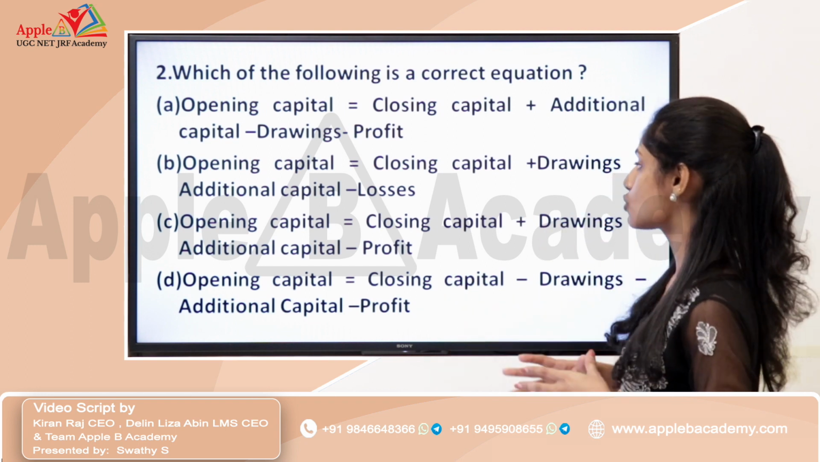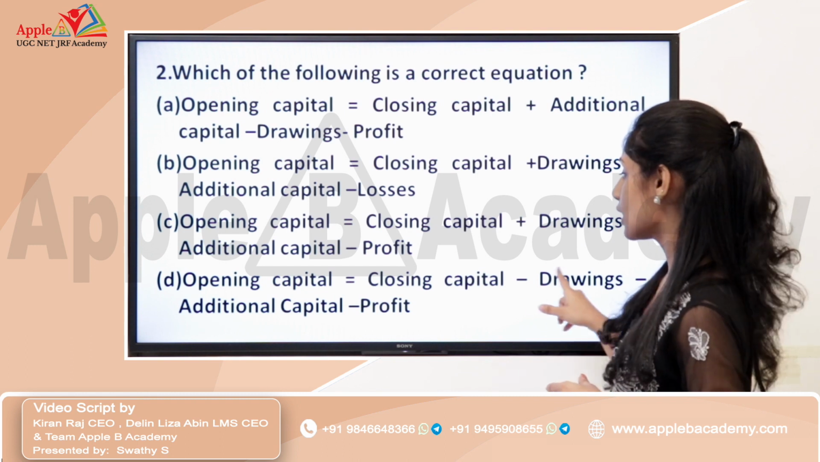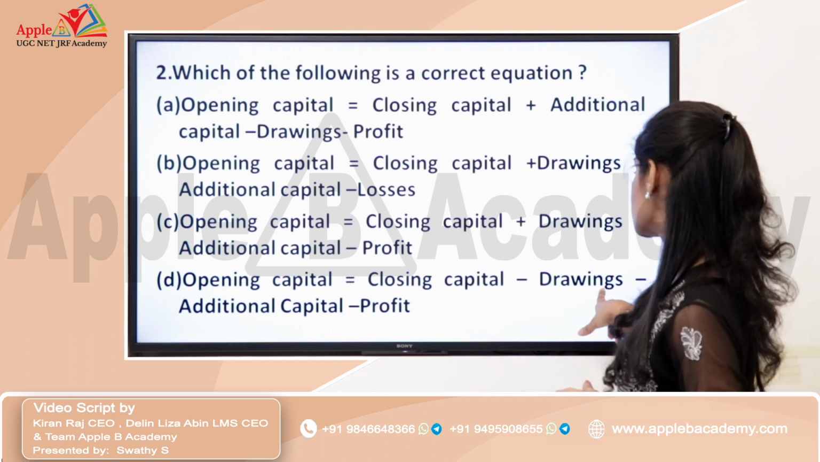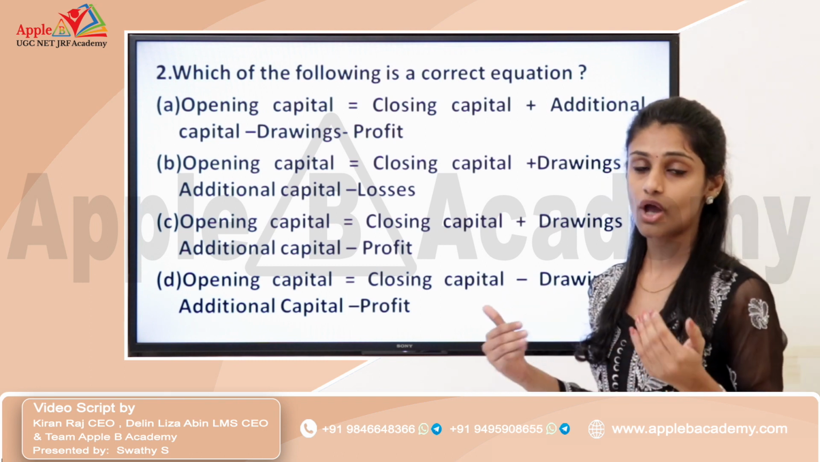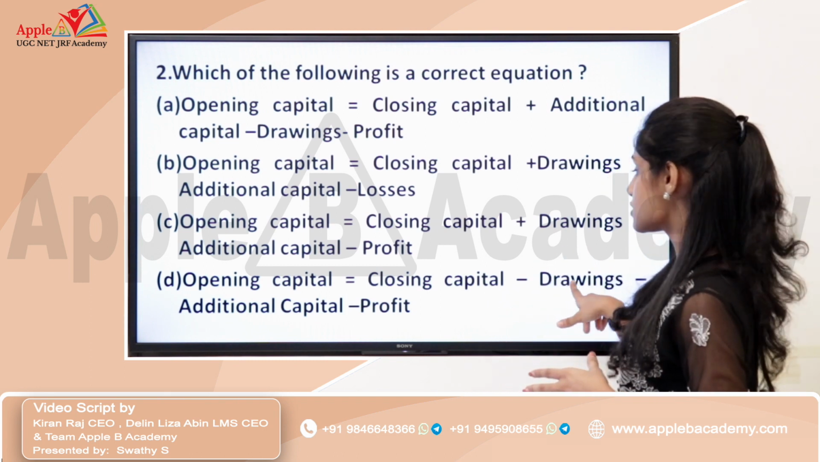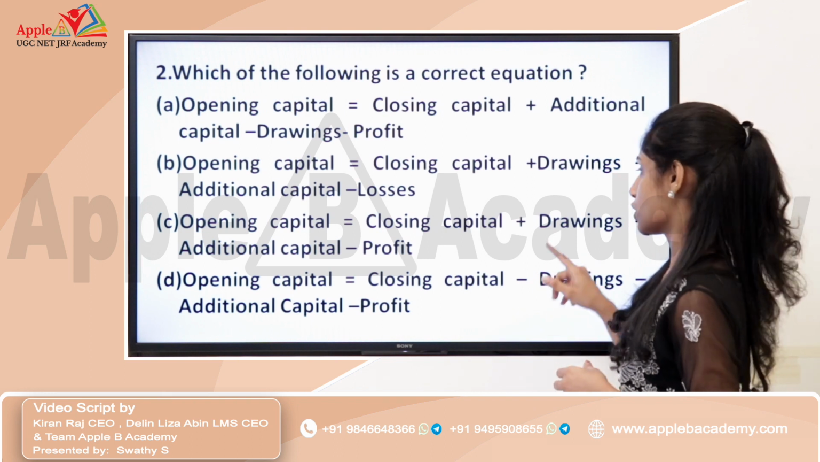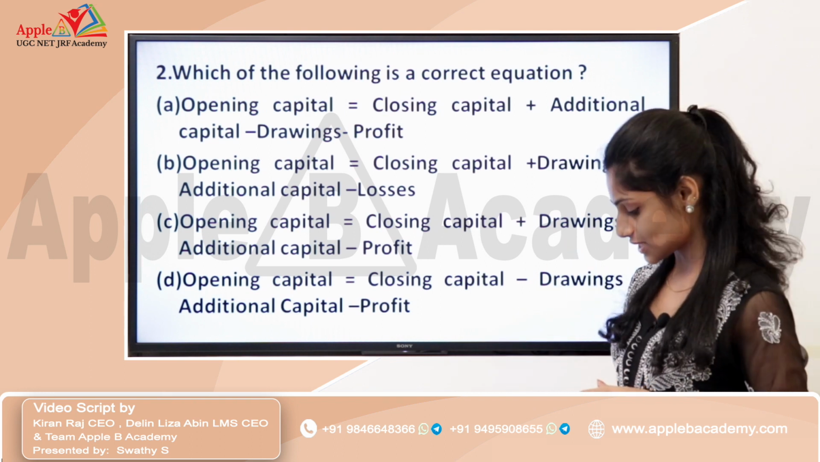And why is option D not the correct answer? Because here we are deducting drawings. Okay. To find opening capital, if there are any drawings, what you have to do is add. In such a situation, option D is also wrong. So the correct option for this question is option C.